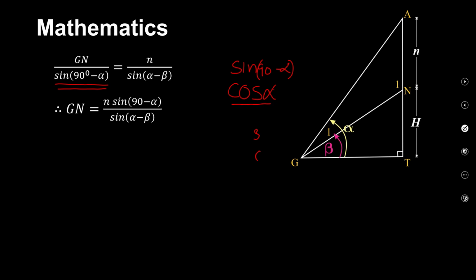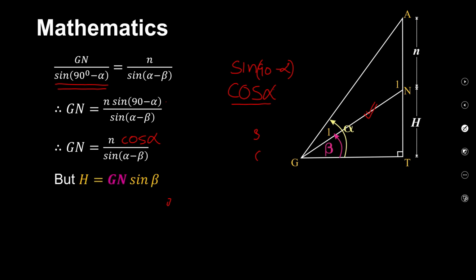Okay, so what I've done first is I've just multiplied through by sine of 90 minus alpha just to get rid of the denominator on the left-hand side. And now I'm going to change that 90 minus alpha into cos of alpha. Okay, now we have an expression for Gn.